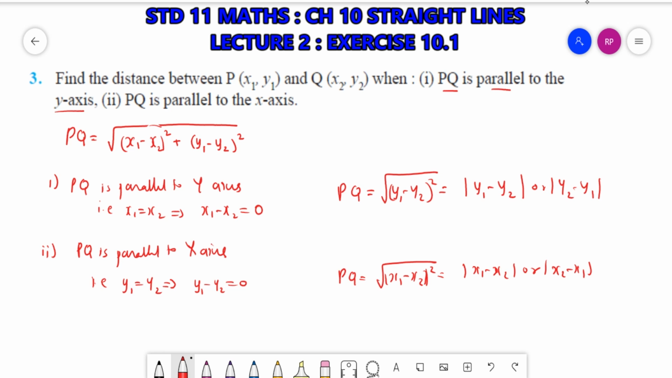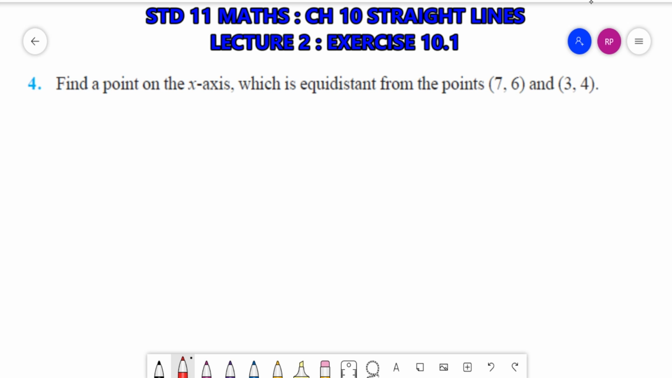Now let's move to the next question. Question number 4. Find a point on the x-axis which is equidistant from the points (7, 6) and (3, 4). So I will draw it. Let's take this to be the point (7, 6). Point (3, 4), so let's take point (3, 4) here.